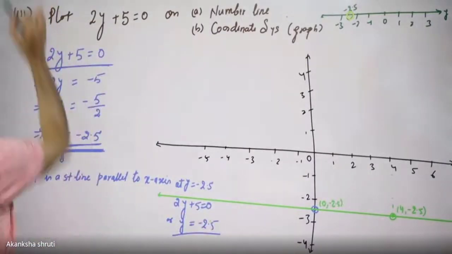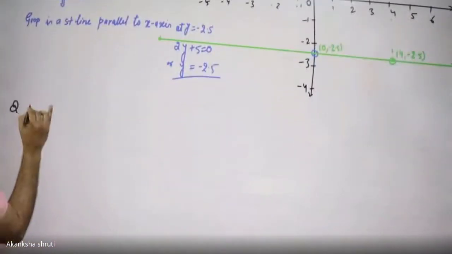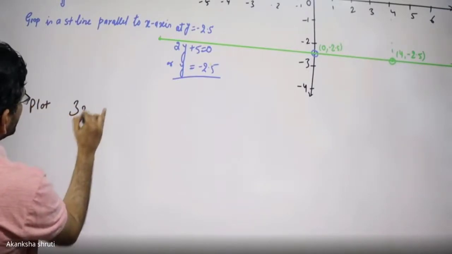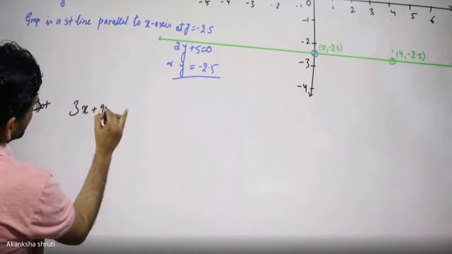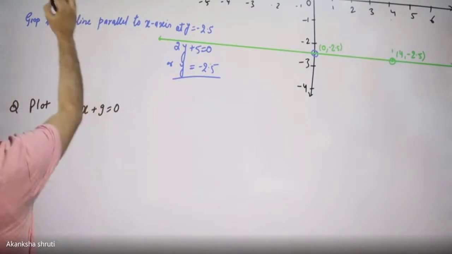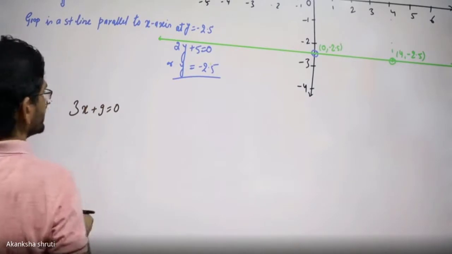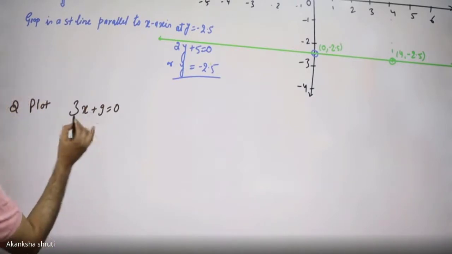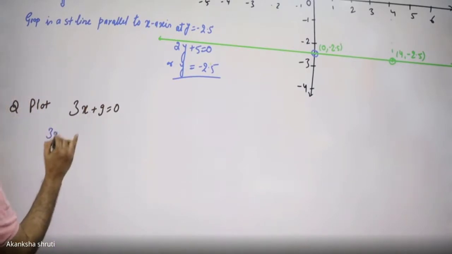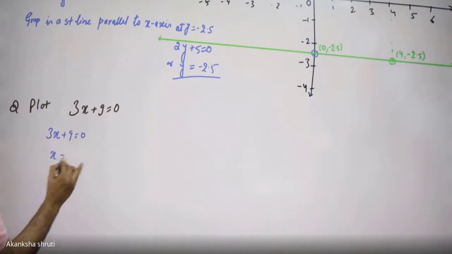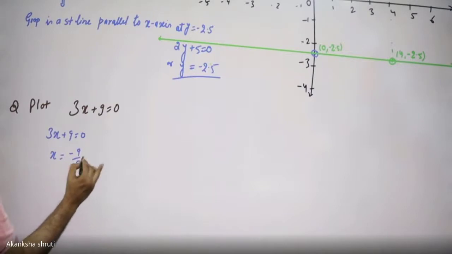Students, similarly, you can do the other questions. You have to plot 3x plus 9 is equal to 0. This we have to plot on a graph. Students, for plotting this, we see that it is a linear equation in one variable. So we get the value of x as minus of 9/3, and dividing it, we get minus of 3.